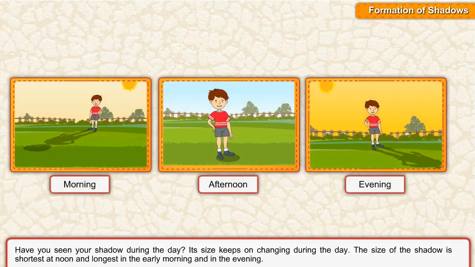Have you seen your shadow during the day? Its size keeps on changing during the day. The size of the shadow is shortest at noon and longest in the early morning and in the evening.